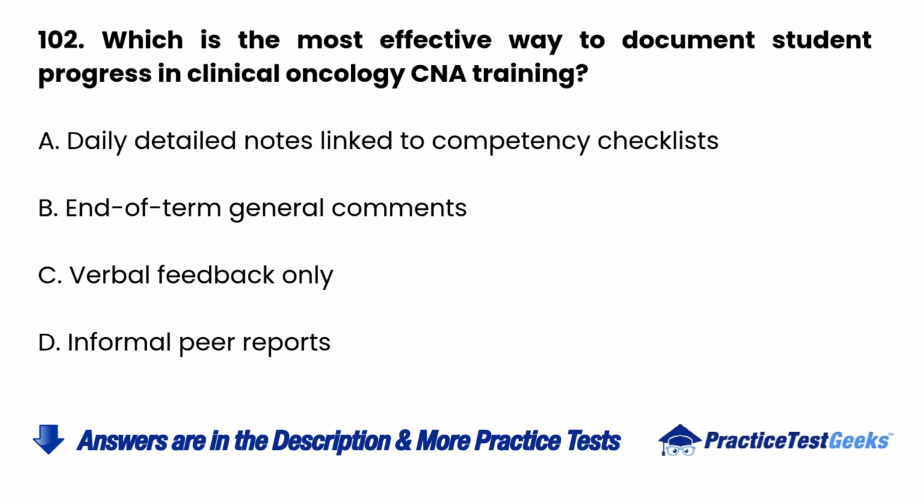102. Which is the most effective way to document student progress in clinical oncology CNA training? A. Daily detailed notes linked to competency checklists. B. End-of-term general comments. C. Verbal feedback only. D. Informal peer reports.